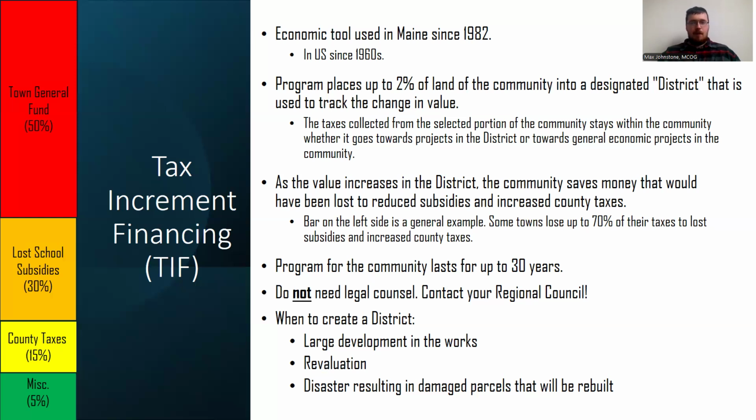Now, if a town has a TIF district in place, that entire bar turns pretty much red. All of that revenue stays in the town for that 2% of land that you are going to get the tax increase in value and tax revenue from. And I'm only saying 50% gets lost, but I have seen some towns that go up to 70% in lost revenue because they do not have a TIF district and a huge development comes in that suddenly makes their entire town's valuation go out of whack.